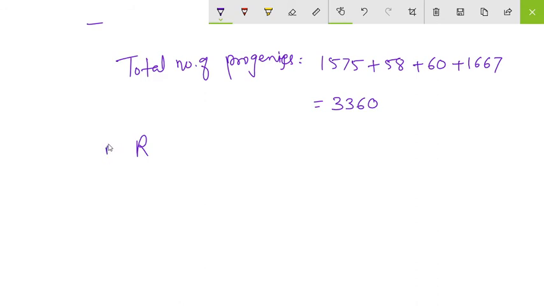And how many recombinants? The number of recombinants: the 58 plus 60 means it is only 118. Now we have to calculate the crossing over frequency.